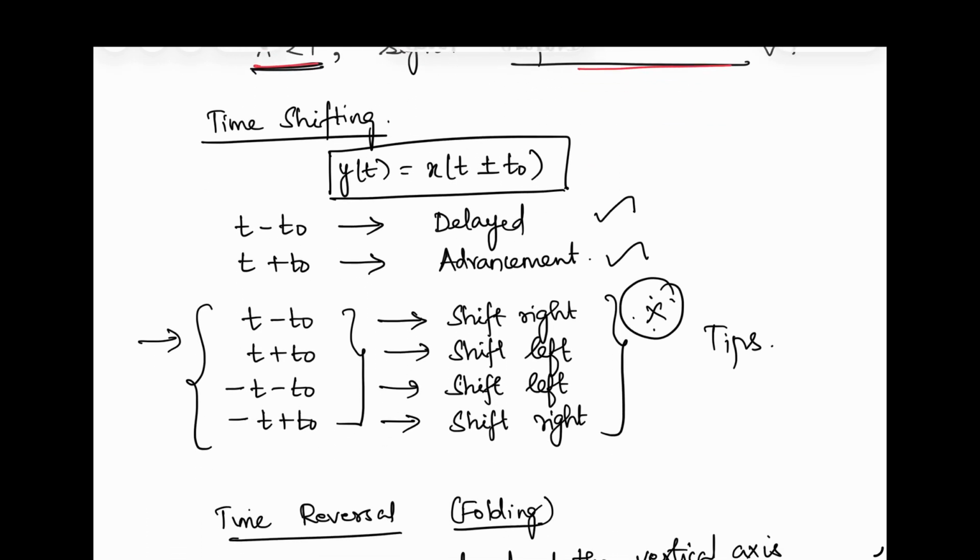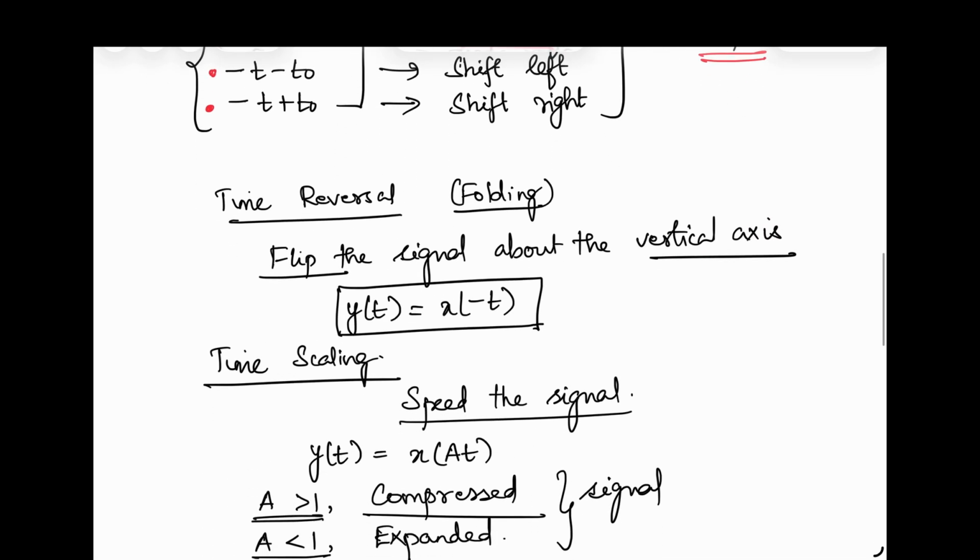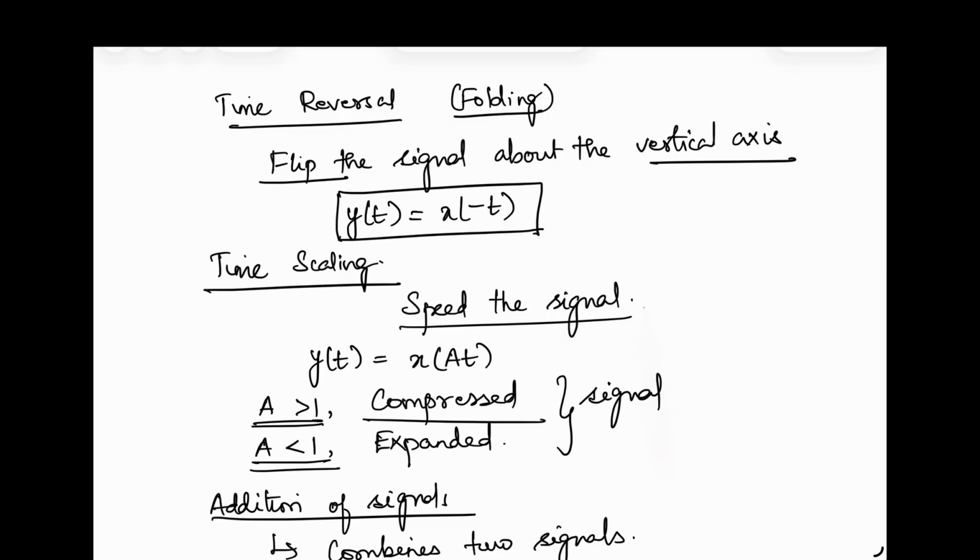Next is time shifting. In time shifting, you have either the delayed version or the advanced version of the signal. Keep all these 4 conditions in mind to do the problems. It is t minus t naught, shift right; t plus t naught, shift left; minus t naught, shift left; and minus t plus t naught, shift right. These are the tips to solve problems on time shifting. Next comes time scaling, wherein you change the speed of the signal. y of t is equal to x of a t. For a greater than 1, the signal gets compressed, and for a less than 1, the signal gets expanded.